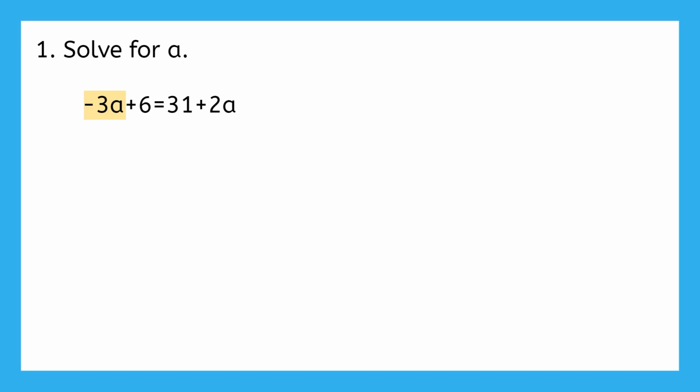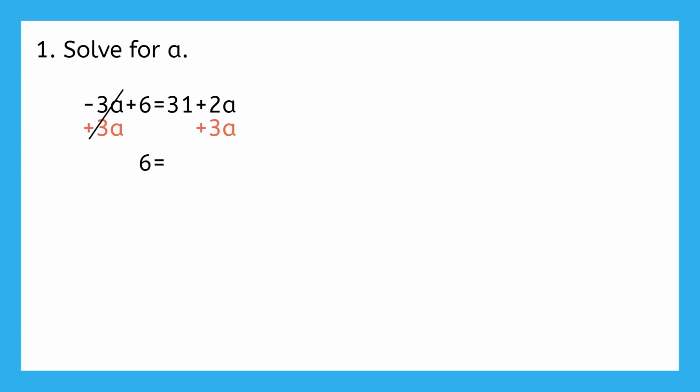Remember, signs and operations are interchangeable, so the opposite of a negative 3a will be adding 3a to both sides. What will my equation look like when I simplify this? Negative 3a plus 3a makes 0, so on the left, we just have 6.